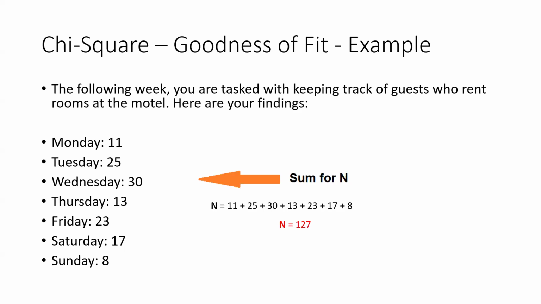So you keep track of all the guests as they come to the hotel each day of the week. Monday, there were 11 guests. Tuesday, there were 25 guests. Wednesday, 30. Thursday, and so on and so forth. And if you sum these values together, this is the value of the n that you're going to use for your APA format. So n equals 127, and that's what you're going to put in the APA format once we reach our conclusions, our output. All right.